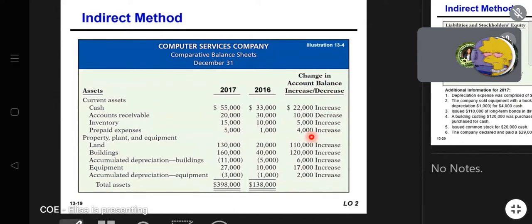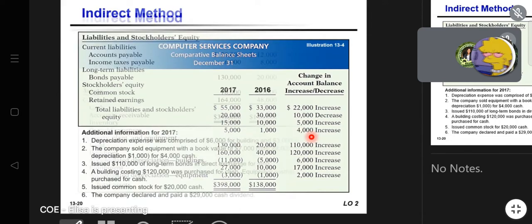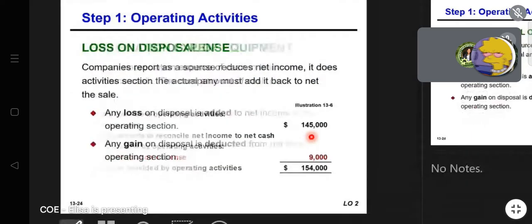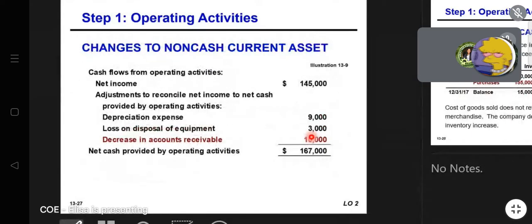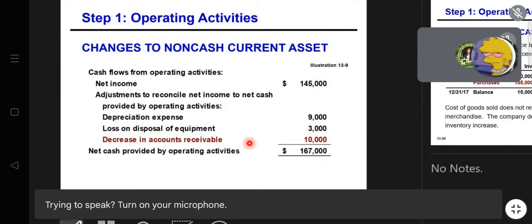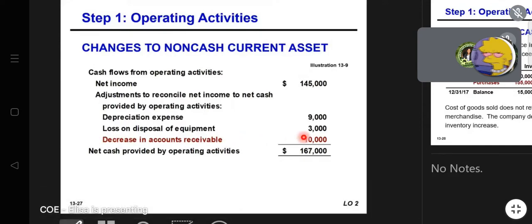Will it increase or decrease in cash? So, you said increase. So, we present it as an addition. So there is an addition. Decrease in accounts receivable. We should not get confused here. It is a decrease, but we will add it.